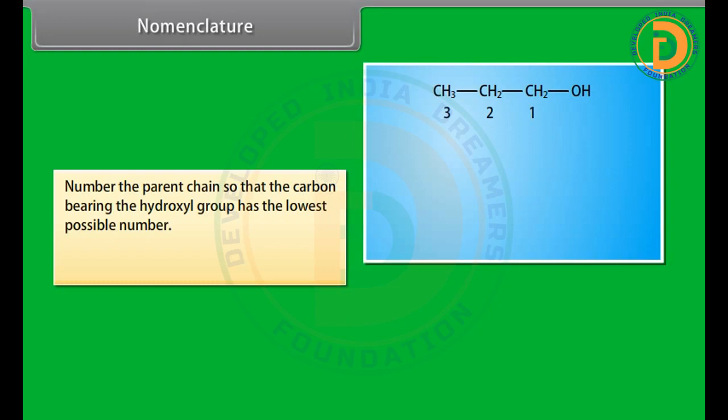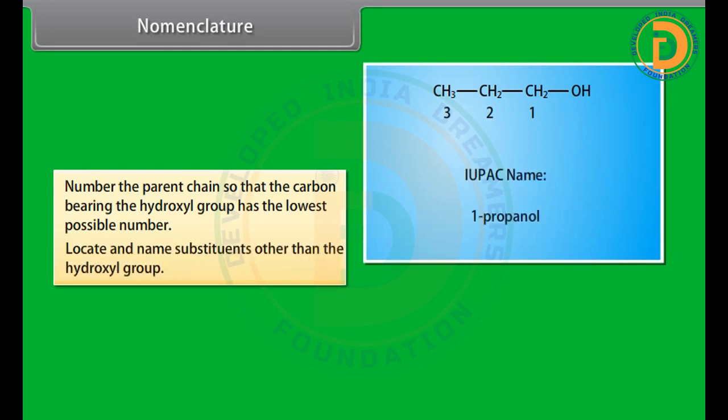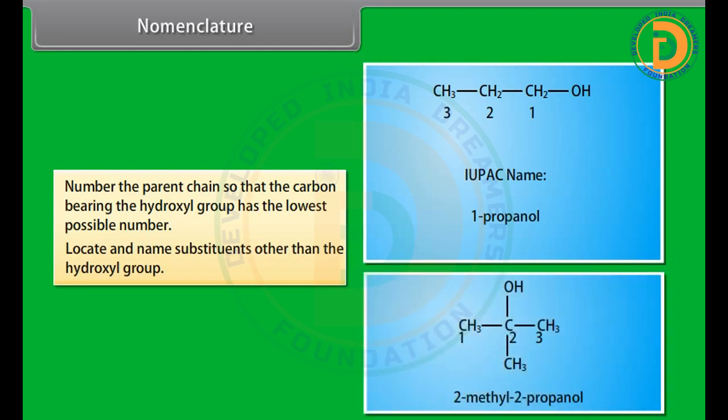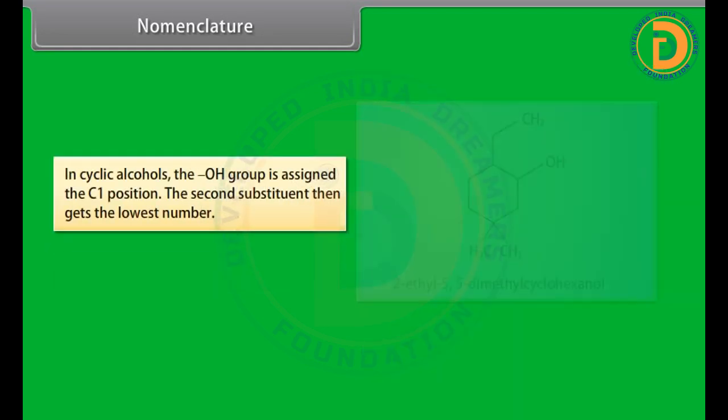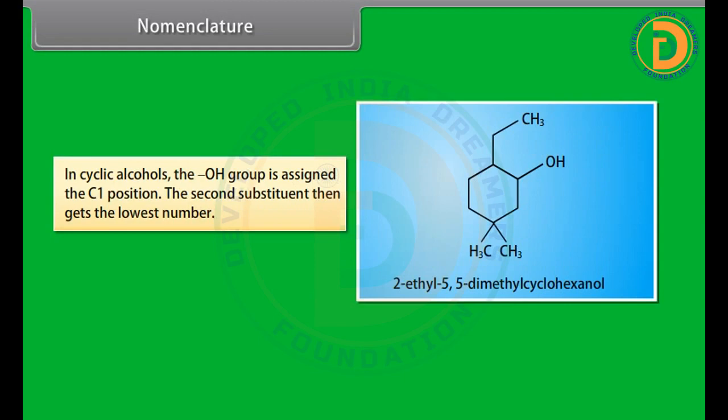Number the parent chain so that the carbon bearing the hydroxyl group has the lowest possible number. Locate and name substituents other than the hydroxyl group. Example: 2-methyl-2-propanol. In cyclic alcohol, the hydroxyl group is assigned the C1 position. The second substituent then gets the lowest number. For example, 2-ethyl-5,5-dimethyl cyclohexanol.